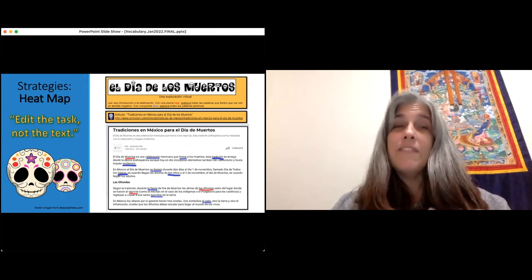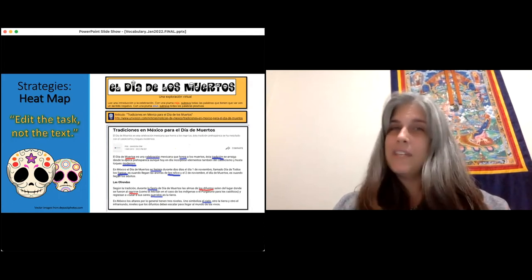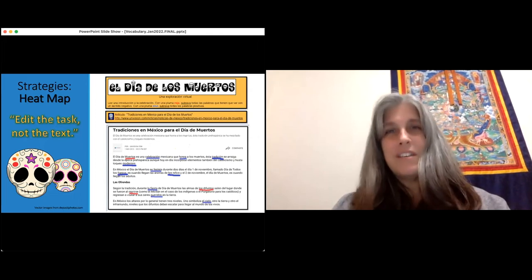And again, it's a way of editing the task, not the text, when you encounter those readings, those authentic resources, that might be at a reading level that is higher than the proficiency of your students.